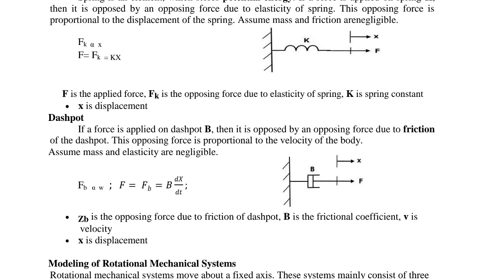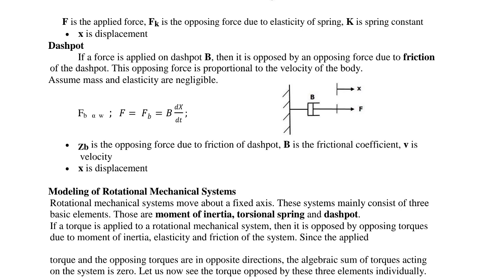And now the next thing is the dashpot part. If you are applying a force on the dashpot, it will be opposed by the force due to friction of the dashpot. Here the opposing force is proportional to the velocity of the body. So what is the velocity factor? dx divided by dt. Remember that acceleration is d square x divided by dt square, velocity is dx divided by dt, and the displacement is x. Based on the constant factor of the dashpot, you can replace it: fb is equal to b into dx divided by dt.